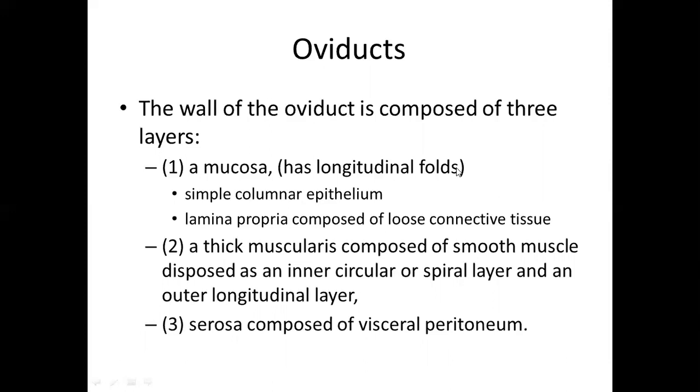Then in the oviduct, as it requires strong contraction for the movement of the ovum downward, it will have a very thick muscularis externa composed of smooth muscles, where the inner layer is circular and the outer layer is longitudinal. Outside, the oviduct is covered by connective tissue surrounded by a simple squamous epithelium, the serosa. The serosa is basically the visceral peritoneum, or the other name of serosa is visceral peritoneum.